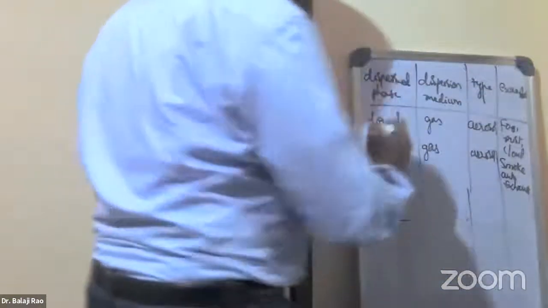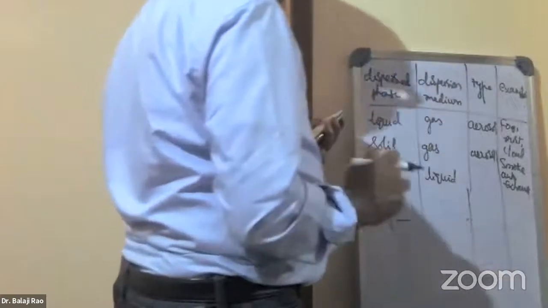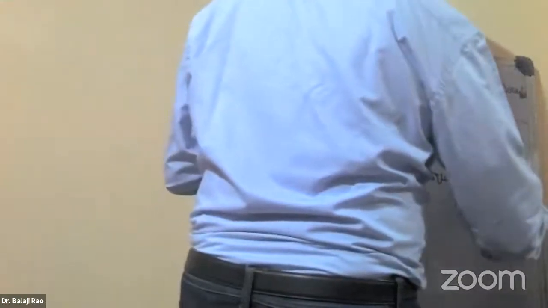Then you have a gas in a liquid. A gas and a gas cannot form a colloid because they're completely miscible. Remember, colloids are heterogeneous. So gas in a liquid is called a foam. The best example will be a shaving foam.